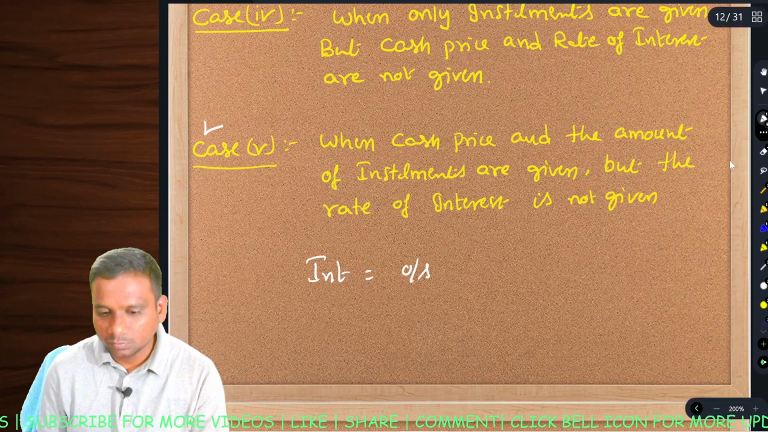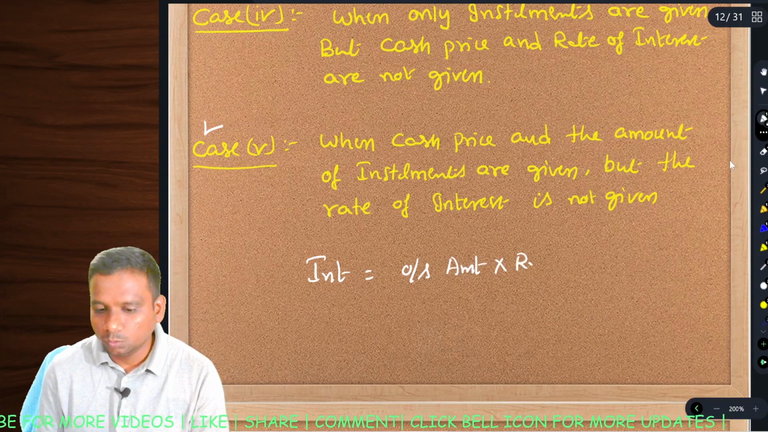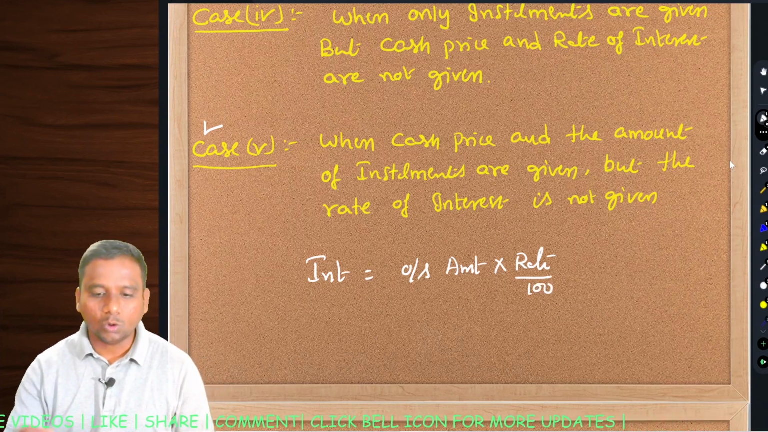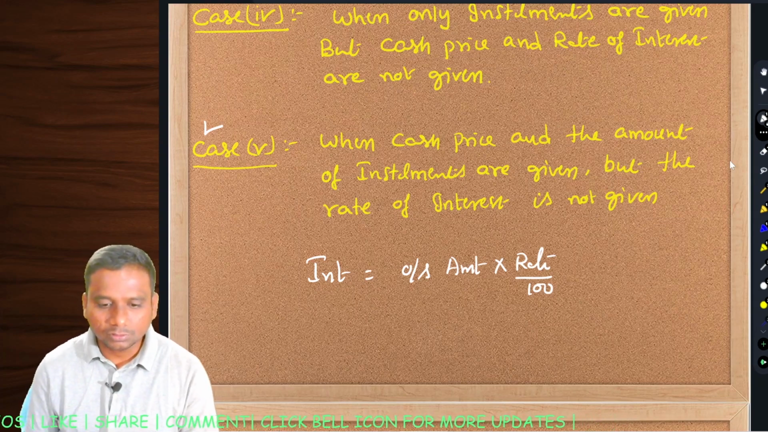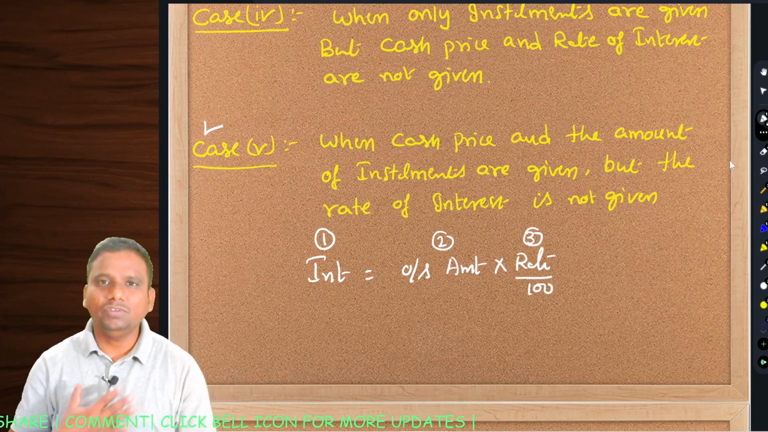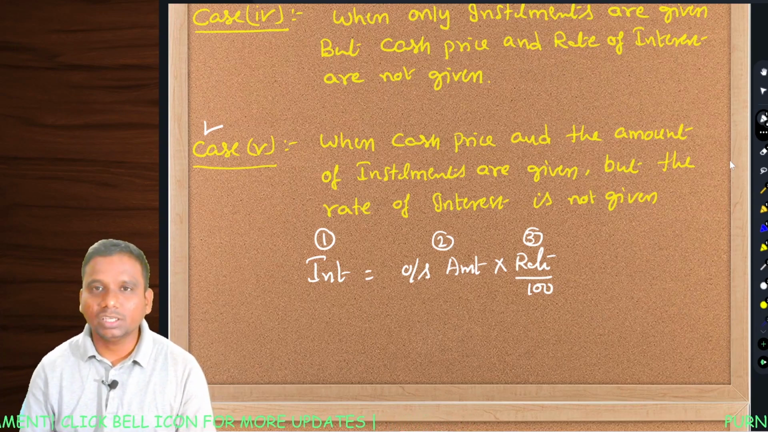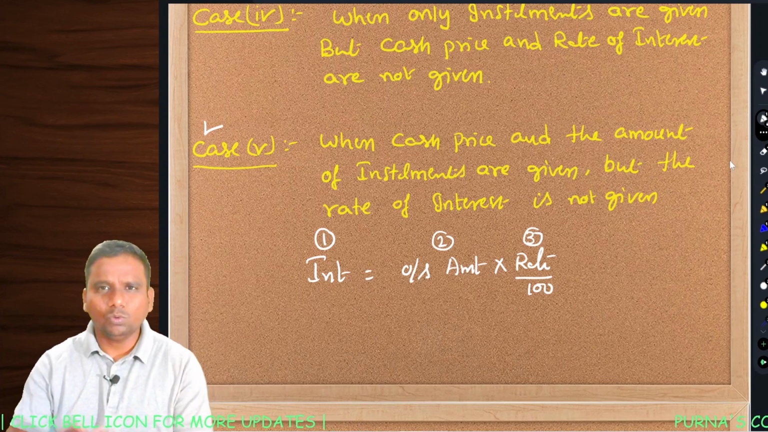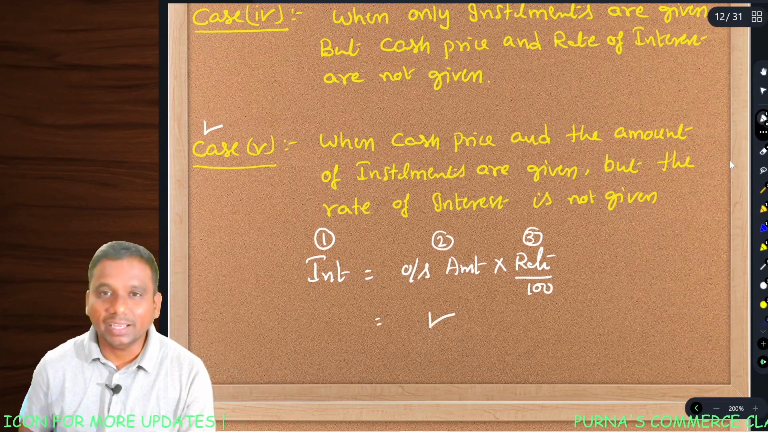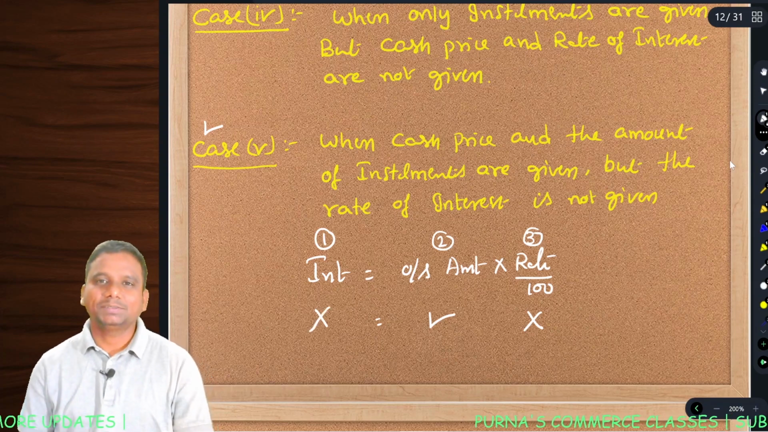Interest is equal to outstanding balance or outstanding amount into rate by 100. Yes or no, students? These are total 3 factors. Out of these 3 factors, if we know 2 factors, we can calculate the third one. Suppose they have given outstanding amount and rate, then we can calculate interest easily. Suppose any one amount is missing, then we can calculate easily. But here, outstanding amount is there, but rate is not given. How can you calculate interest?